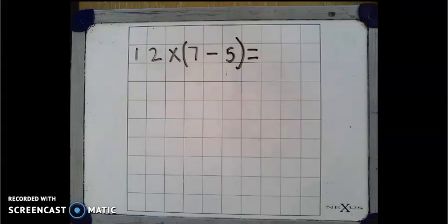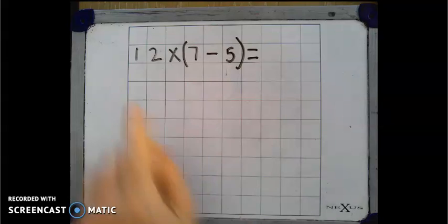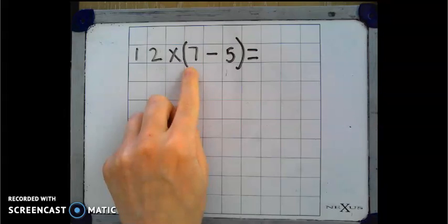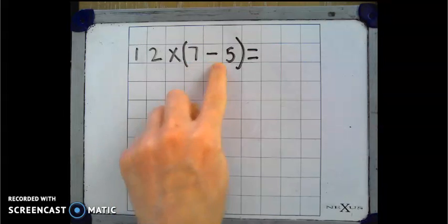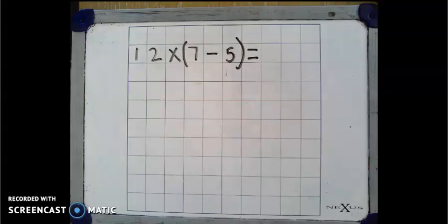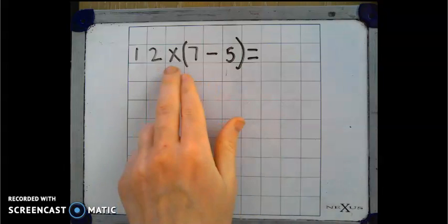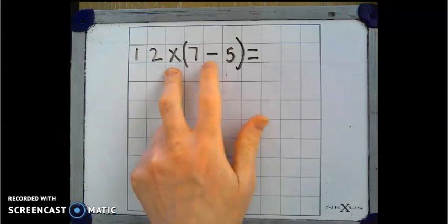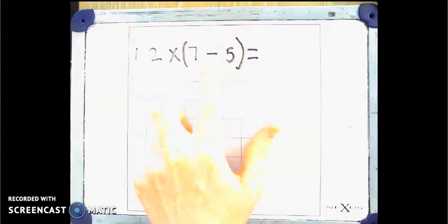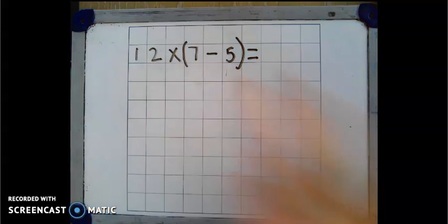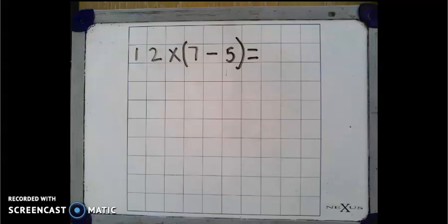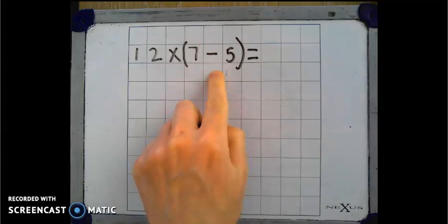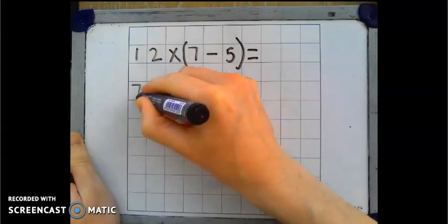Here's another calculation. We have 12 multiplied by, and then in brackets, 7 subtract 5. Let's think about the order of operations we need to follow. Okay, so multiplication is more important than subtraction, but the subtraction part of this calculation is in the brackets. And if you remember, the B of BODMAS means that brackets must be solved first. So let's do that part first.